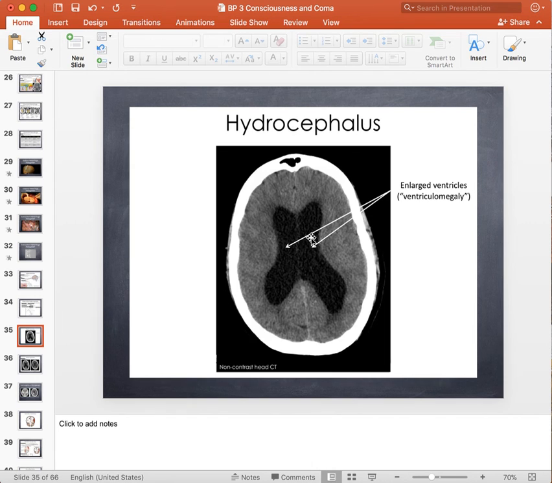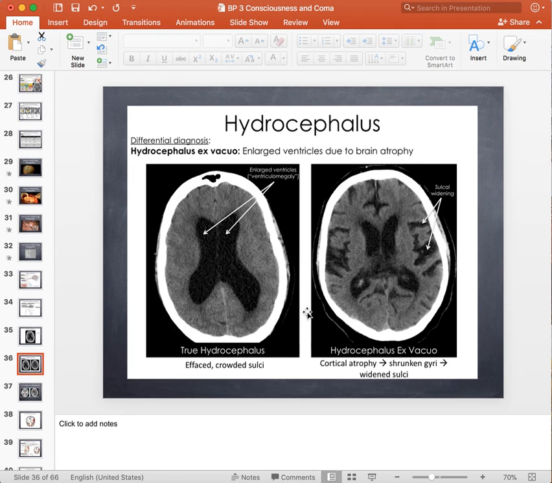And I know we're going to get to this in a second, but when you're looking at this, Dr. Starks, are you also looking at the sulci here? Yes. And the reason is, if this is true hydrocephalus and we're looking at increased intracranial pressure, that means that this increased volume in the ventricles is compressing everything around it. So the sulci that are normally spaced in between the gyri are getting squished. So we get sulcal effacement.